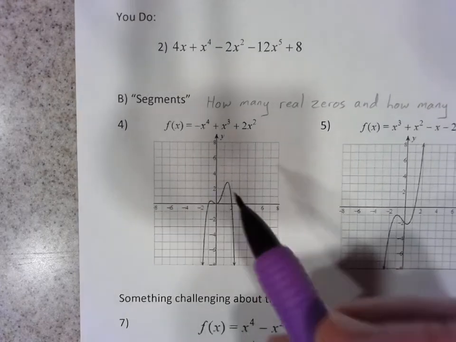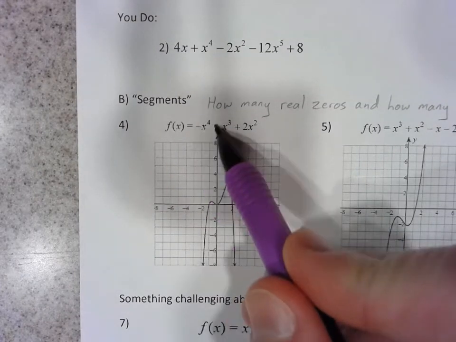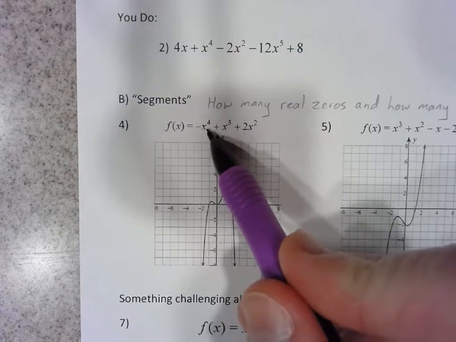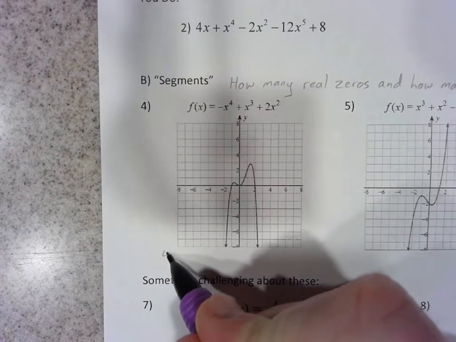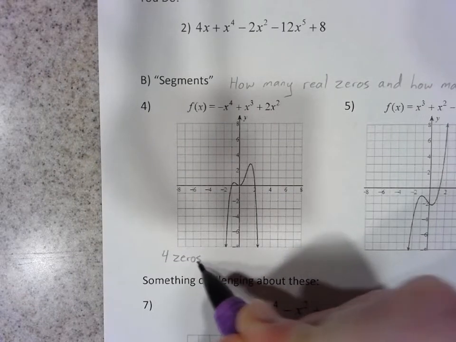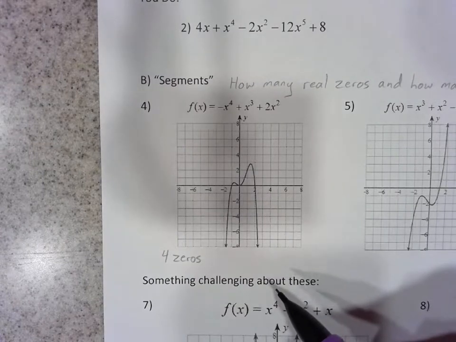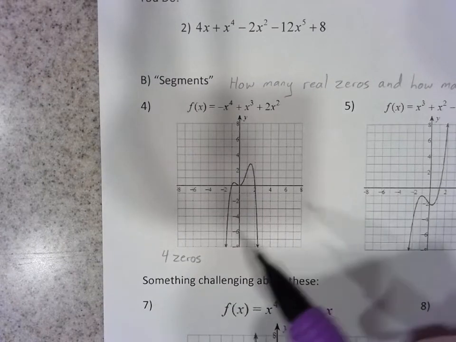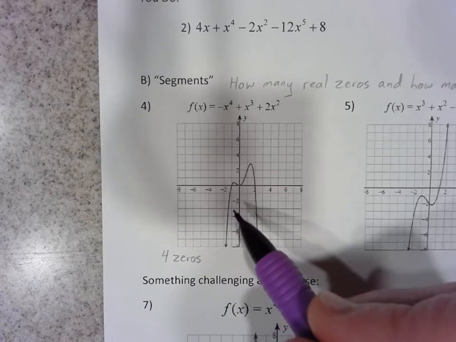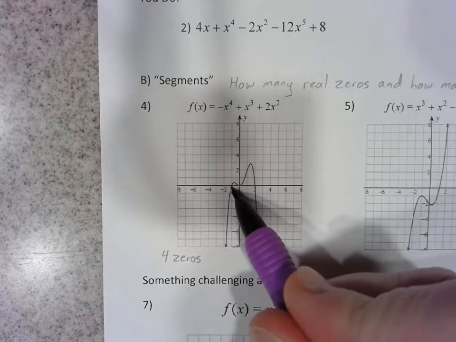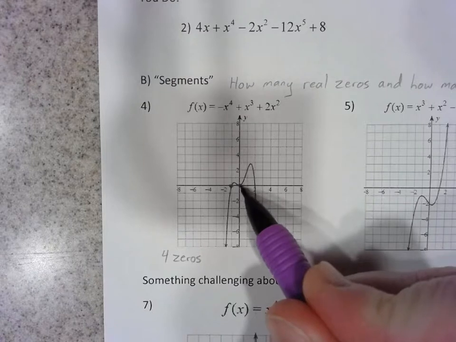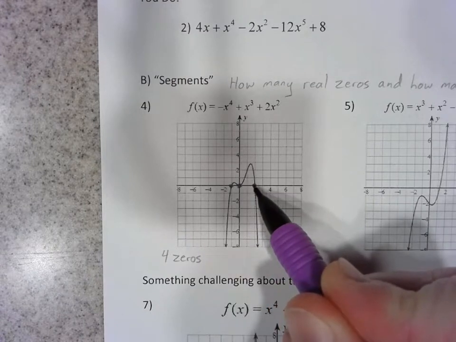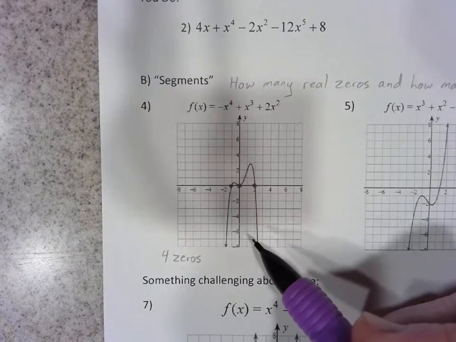So if we look at number 4, the first thing I want to notice is that there is degree 4. That's the largest degree. So I am expecting to find 4 zeros. So there are 4 zeros. The first thing, after identifying how many zeros there are, is to check for how many real zeros. How many times does the graph cross the x-axis? I see 1, 2, 3 places where it crosses the x-axis.